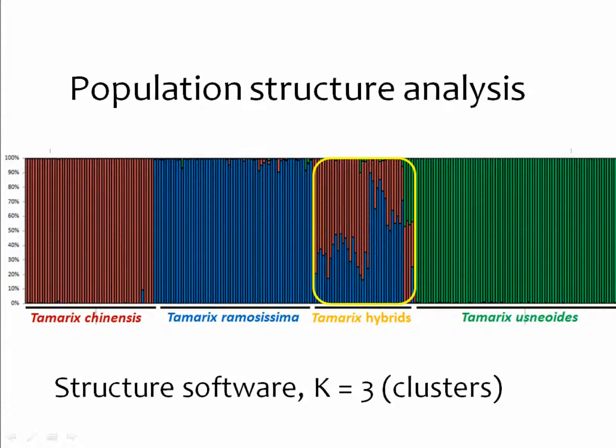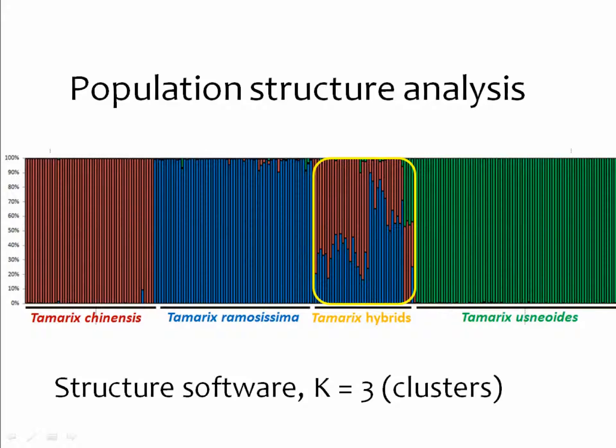Then I went on to do a population genetic study, and this was analyzed using a software called Structure. And what we're seeing here, first of all, when I ran the Structure software, it resulted in the 3 clusters, and this was expected because of the 3 different species that I'm looking at.